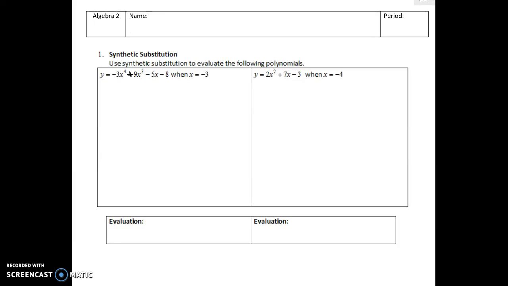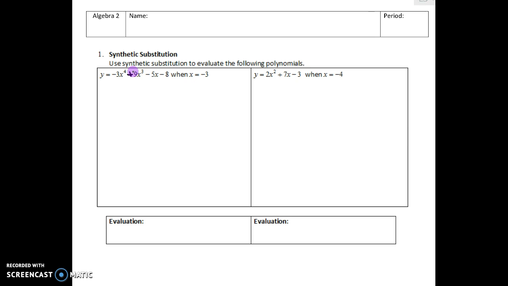Hi everyone, welcome to skill 5, I believe, which is synthetic substitution. This one you guys have done really well with. If you notice one thing from your preview, I changed that sign to a positive just to prove a point. But we're going to go ahead and get started.